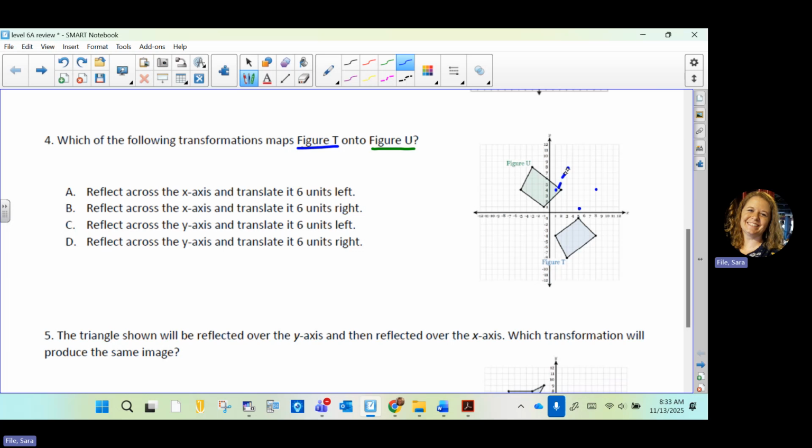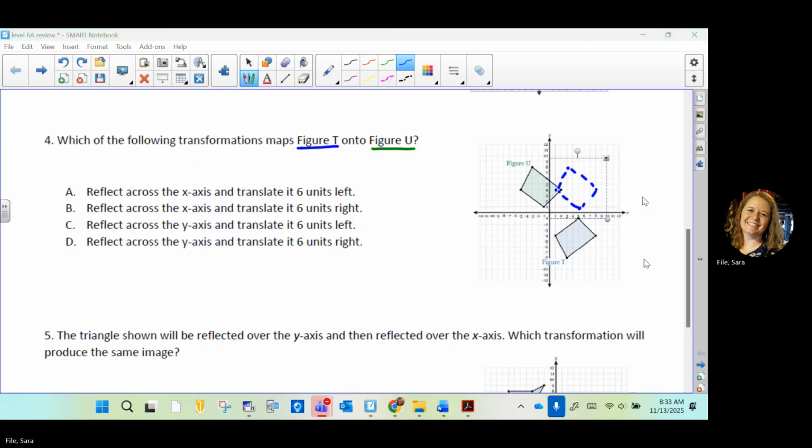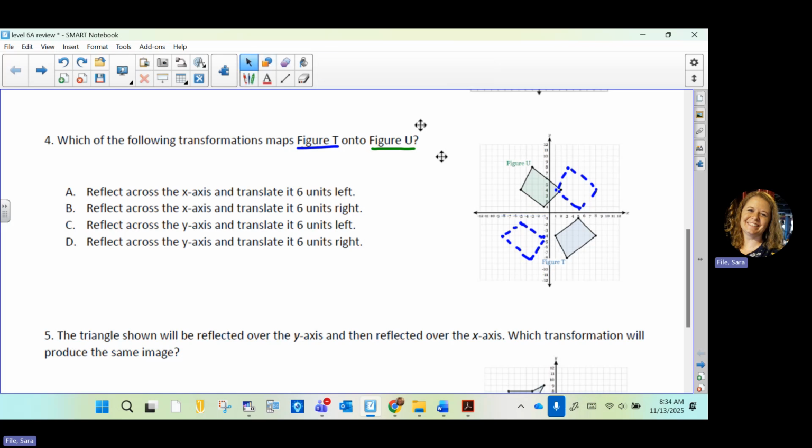All right, so if I reflected it over the X, here's the orientation that it would be. There we go. But if I reflected it over the Y, here's the orientation that it would be. So which one has the correct orientation for that U?